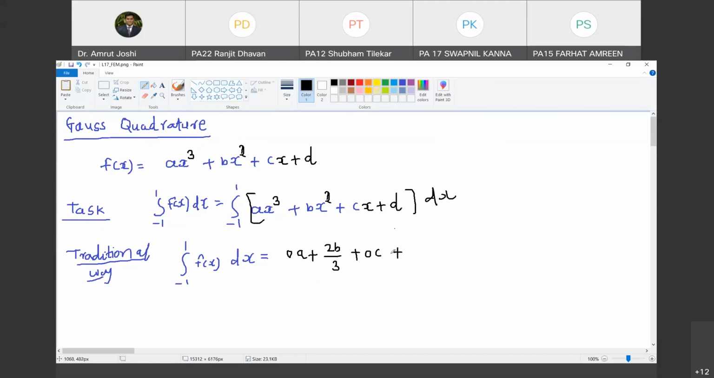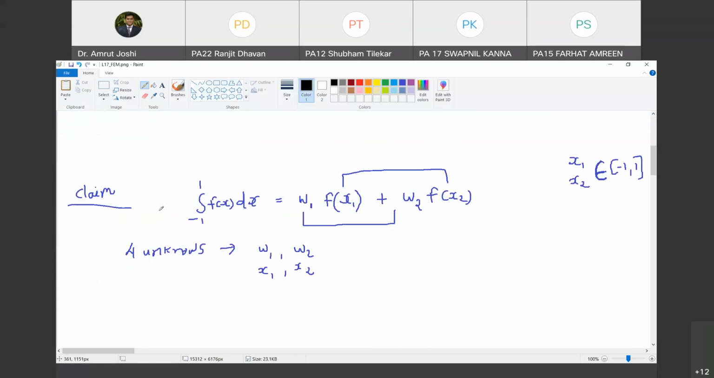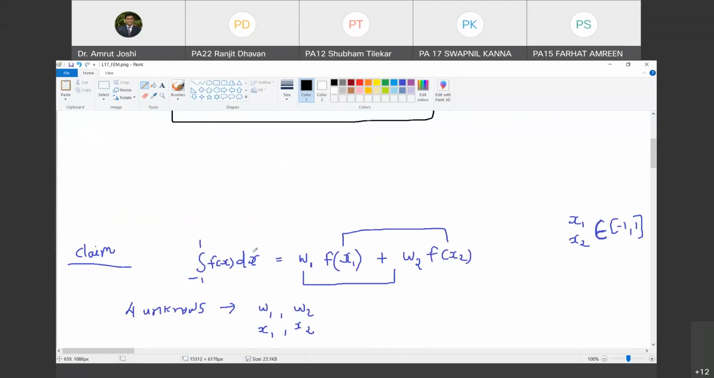Yes. Plus dx. So when it is dx, it is d into 1 minus d into -1. So it is 2d. Do you agree with me? Yes, sir. Okay. So in the traditional way, if we evaluate the integral, this is the exact integration. Happy? Exact. And I will maintain the claim the same. So what is my claim?